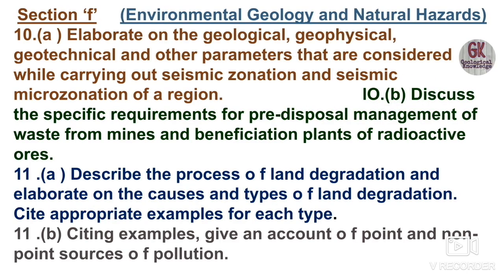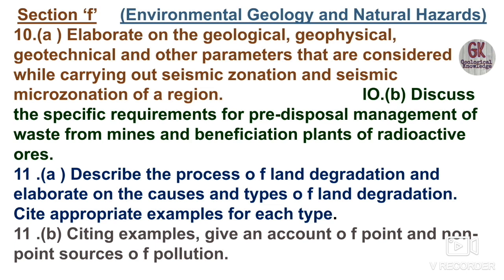And then that is the section F, that is the environmental geology and natural hazards. So question number 10a is you have to elaborate on the geological, geophysical, geotechnical and other parameters that are considered while carrying out the seismic zonation and seismic microzonation of a region.